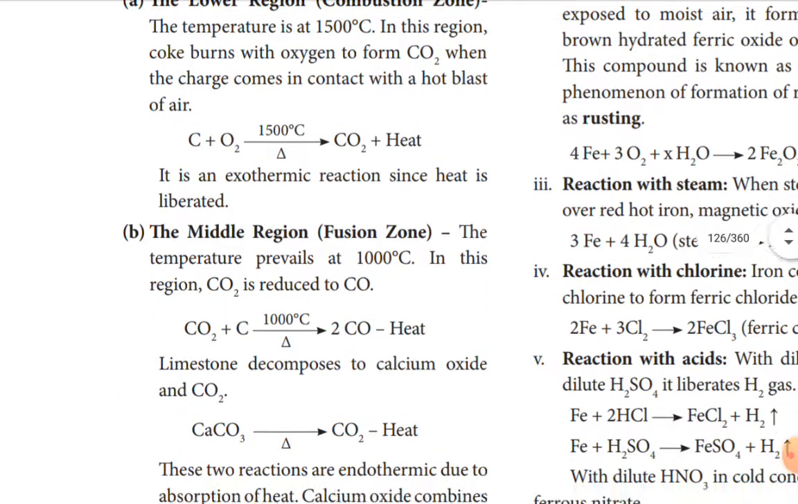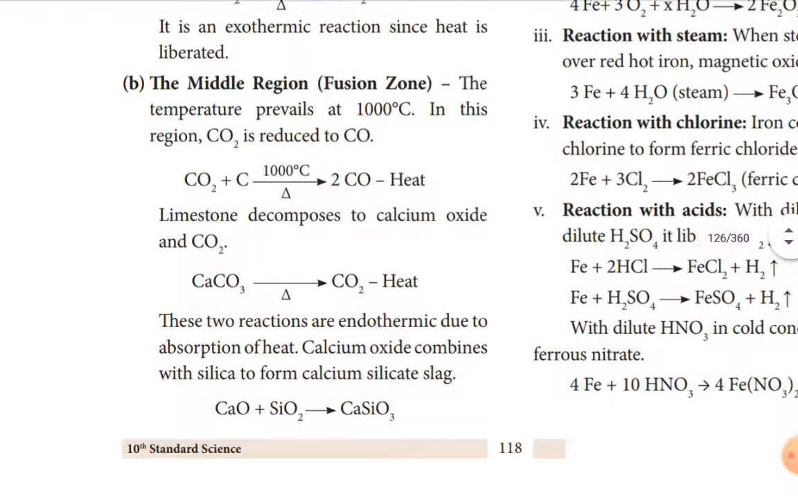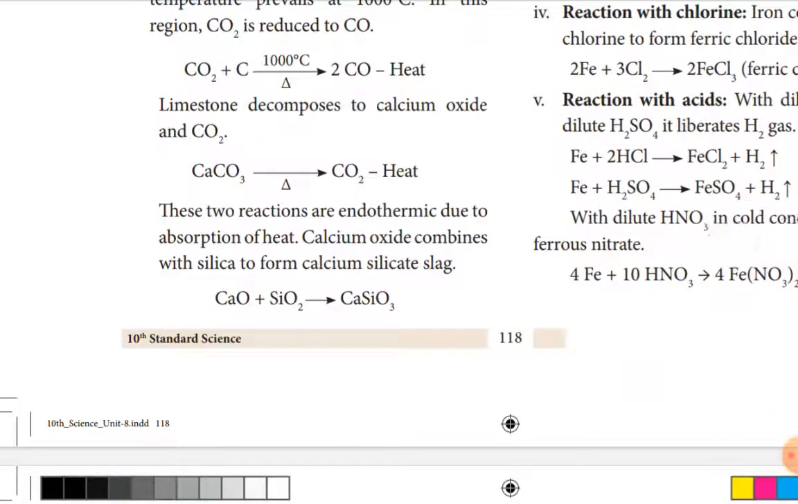The middle region, also called fusion zone, here temperature is 1000 degrees Celsius. Here carbon dioxide is reduced to carbon monoxide and heat energy is absorbed for the reaction. So this is an endothermic reaction. Also calcium carbonate decomposed into calcium oxide and carbon dioxide by absorbing heat, endothermic reaction. Then this calcium oxide further combined with the silicon dioxide to form calcium silicate, which is slag, removed through the slag outlet.